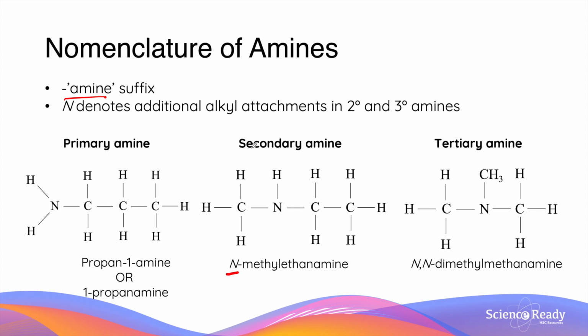For example, in this secondary amine, the main functional group is an ethanamine, as there are two carbon atoms connected to the nitrogen. The remaining carbon atom becomes a methyl group. Therefore, the name of this secondary amine is N-methylethanamine.